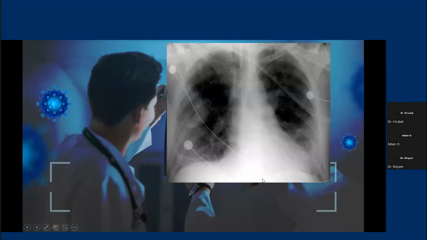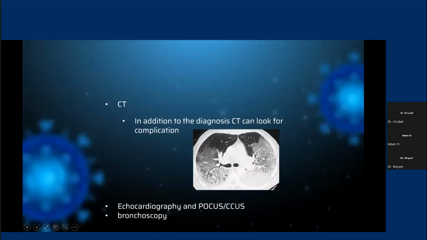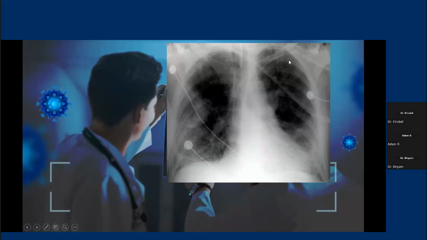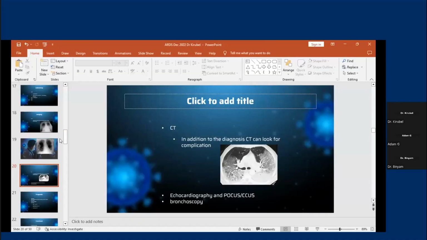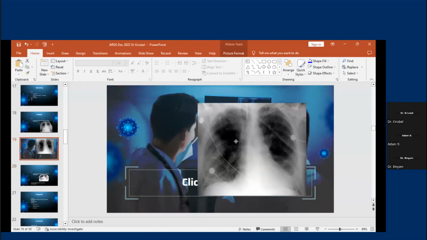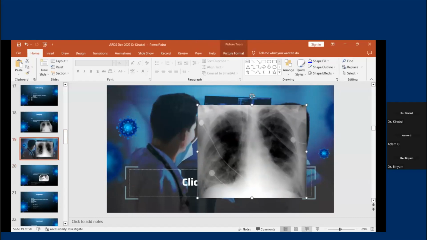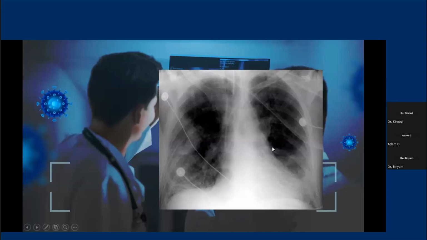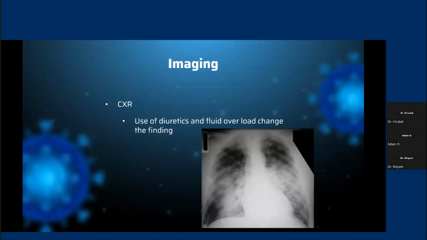Also, there's another X-ray here. This one is also the same thing. The patient has bilateral consolidation here, and this one also, as you see. The patient is intubated. It looks like a portable X-ray. The patient is intubated here, and has a lot of lines going on. So these are the typical findings concerning ARDS.